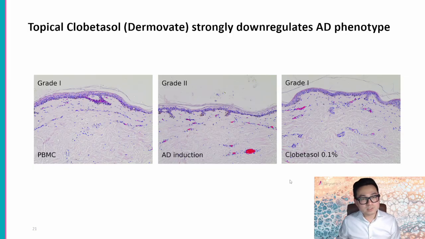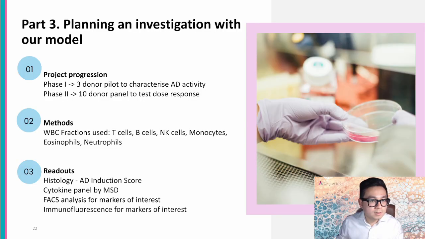Clobetasol, a dermovate, is a potent topical corticosteroid and therefore a useful topical anti-inflammatory comparator. In this model, topical clobetasol strongly downregulates the AD phenotype. This is important because it supports the use of the model for topical interventions testing as well as systemic or soluble treatments as above. It also provides a familiar positive control style intervention where strong anti-inflammatory activity would be expected.